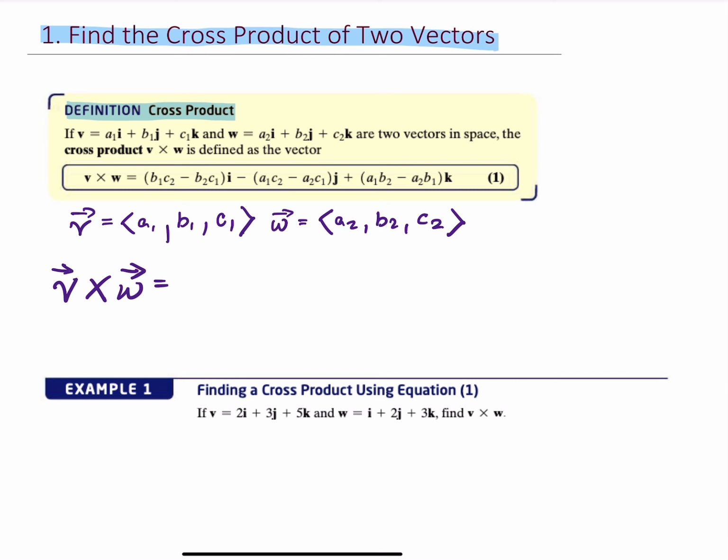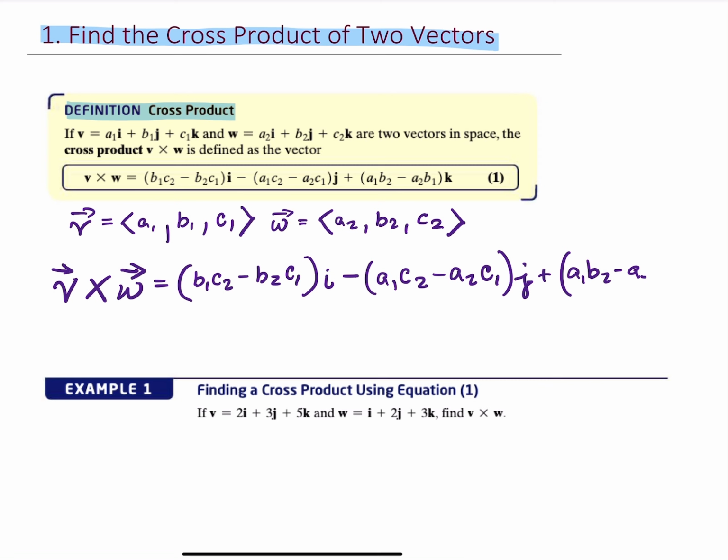So take a look at what's combined in front of the i, j, and k unit vectors. The first term will be b1c2 minus b2c1 times unit vector i. Then minus, so there's a minus in this formula, a1 times c2 minus a2 times c1 j, plus a1b2 minus a2b1 k.